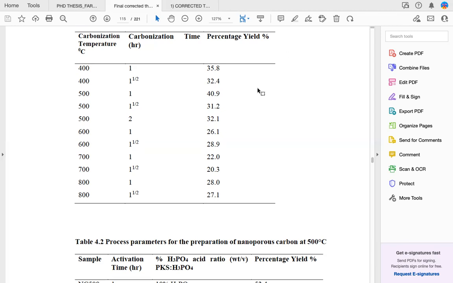So this is what I'm talking about. You might be using a lot of temperatures. So you have the results of material from different temperatures. How are you going to discuss sample 1, sample 2, sample 3? You have a lot, so you have to put a name to it. It depends on you. You have to name the samples that you have prepared.